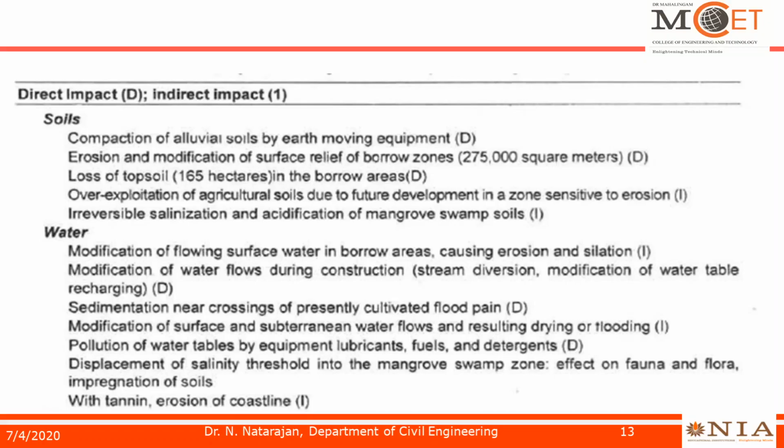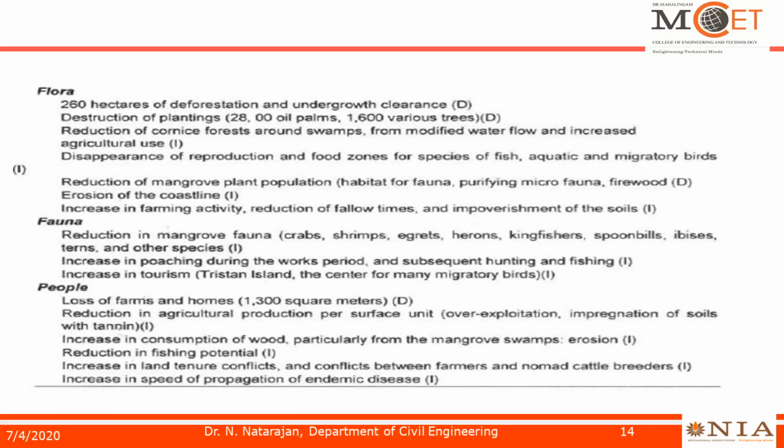Pollution of the water table by some equipment, fuels, lubricants, detergents is a direct impact, right? Displacement of the salinity threshold into the mangrove swamp zone and its effect on flora and fauna, right, is an indirect impact. So when it comes to flora, right, flora is the plants, right? Flora and fauna. You might have heard this term, flora and fauna.